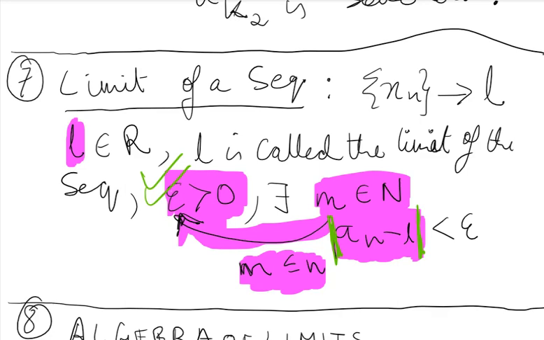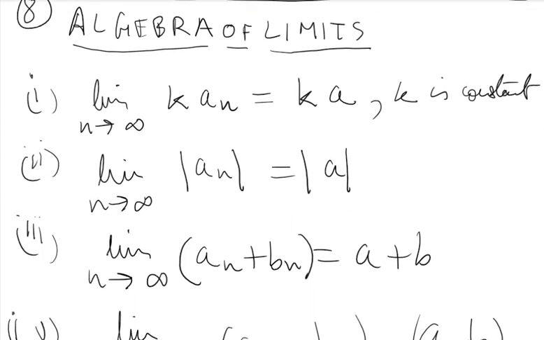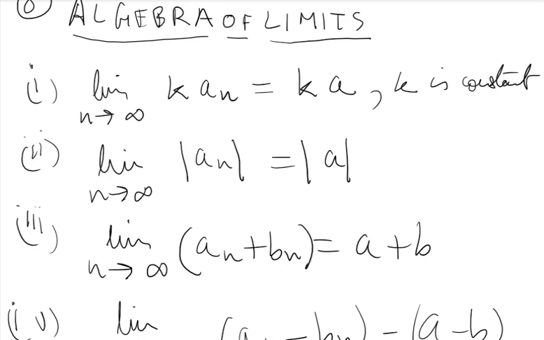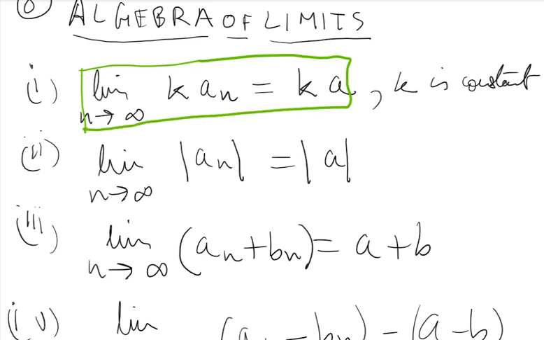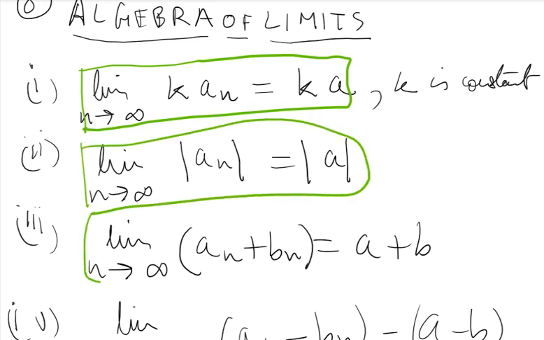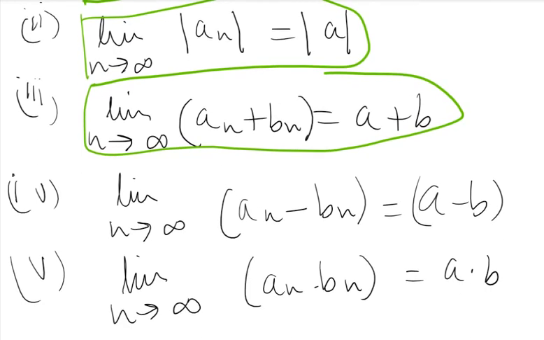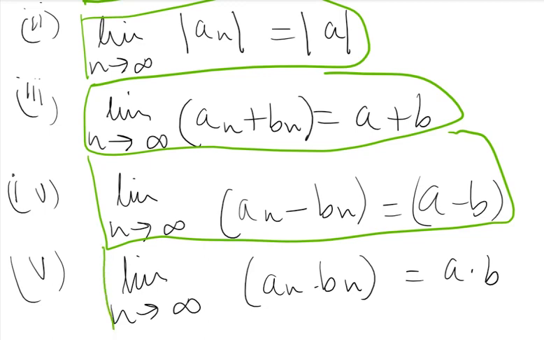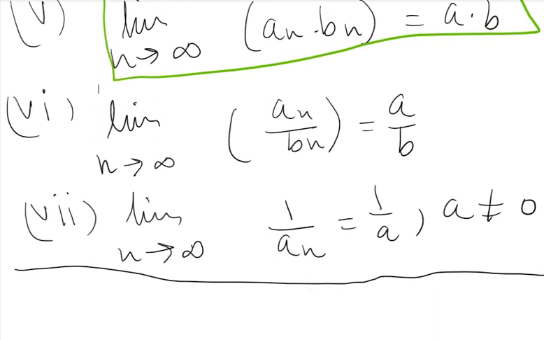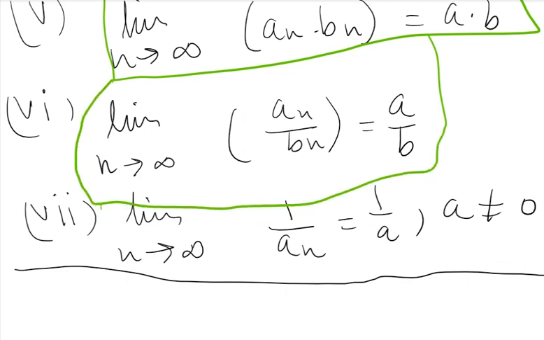Next part, after doing that, I showed you the algebra, how some of the calculations can be done on the limits. The limit of the first one, as n tends to infinity, where k into an will just give you ka. Now the second one is this, the third one is this. This is all just copying, and it's very, very easy. Just learn all these simple formulas. You can go back, reverse the video, and watch all these things again. So these are all the limits.